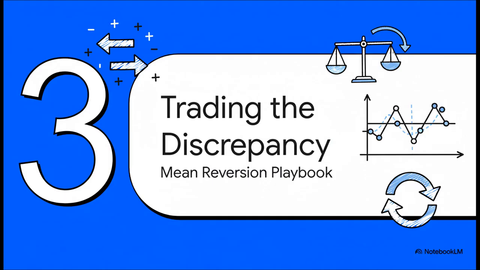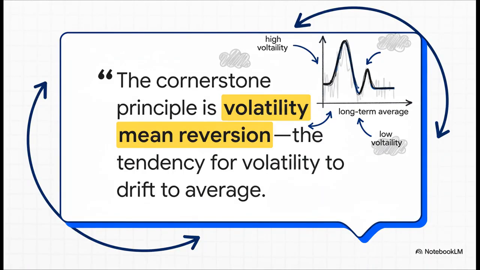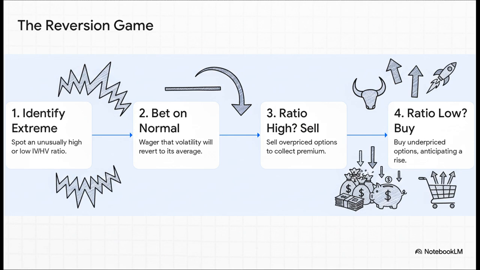Okay, that's all great in theory, but how do traders actually use this to make a trade? It all boils down to this really powerful concept from statistics. Yeah, the entire strategy, the whole playbook, it's built on this one simple idea: mean reversion. It's just this observation that things don't stay crazy forever. Extreme highs and extreme lows in volatility, they tend to drift back to the average over time. And that one idea leads to a really straightforward two-sided game plan.